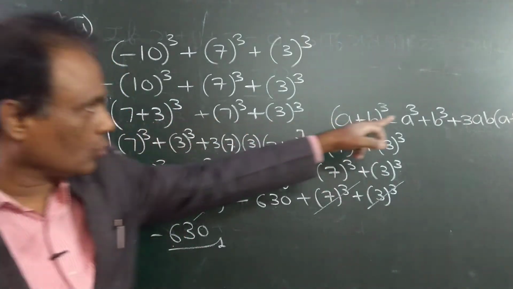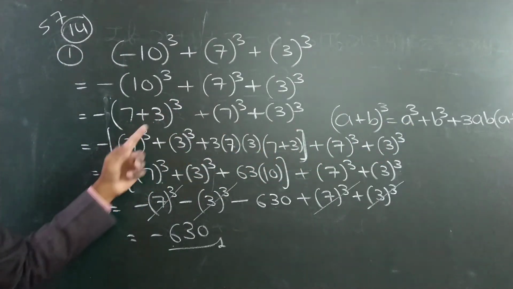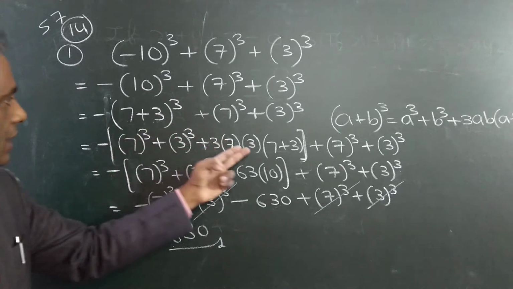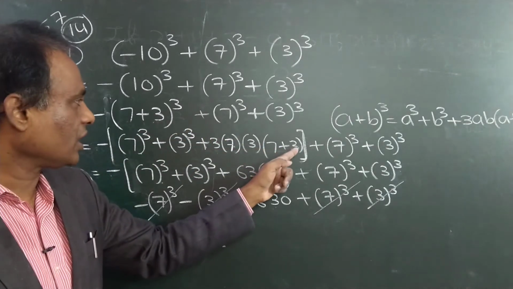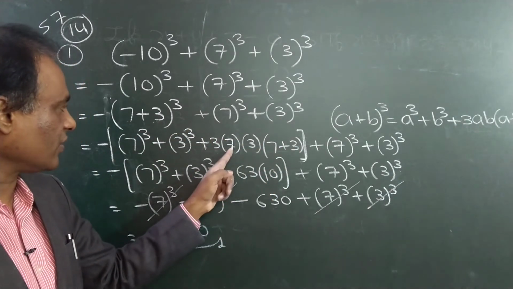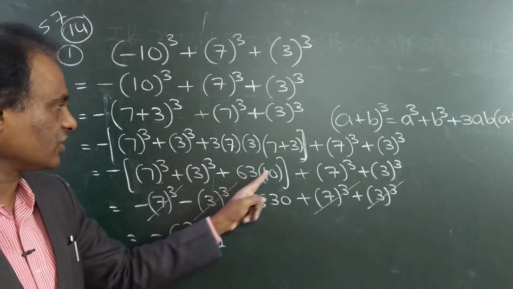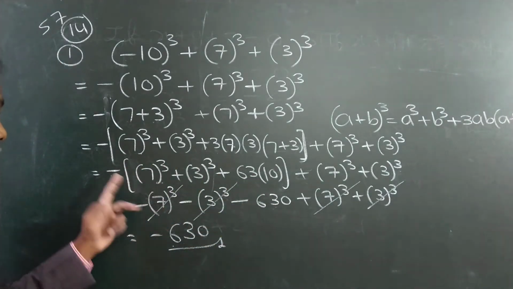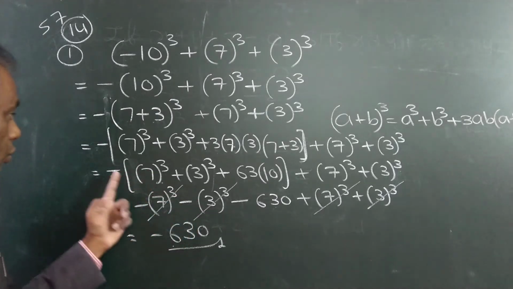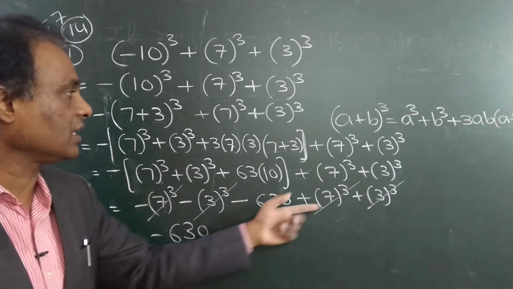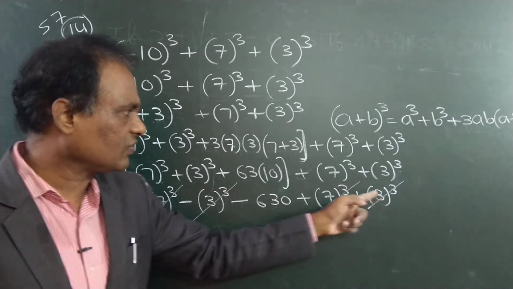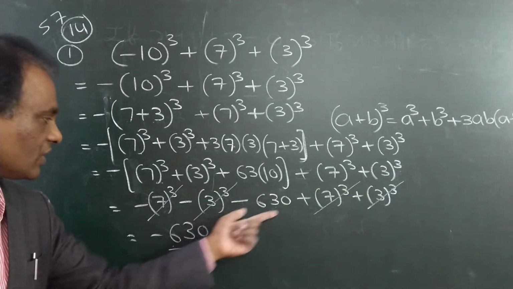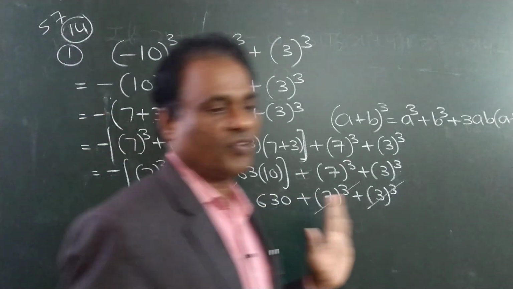A plus B whole cube formula: A cube plus B cube plus 3AB into A plus B. 3 plus 7 is 10. 3 sevens are 21, 3 times is 63. 63 into 10, 630. But minus is there. So minus 7 cube, minus into plus minus 3 cube, minus into this minus 630. Plus 3 cube, minus 3 cube, plus 7 cube, minus 7 cube cancel. 630 is the answer. Followed or not?